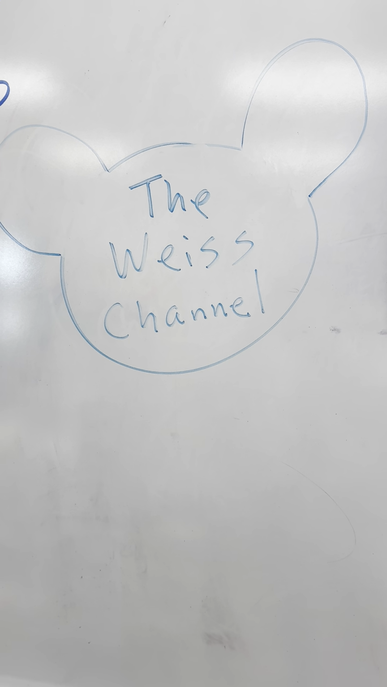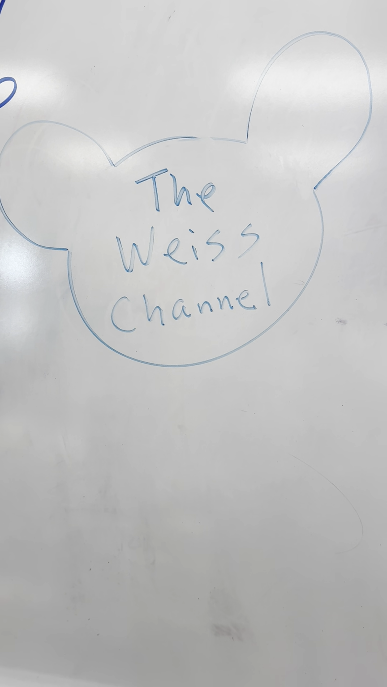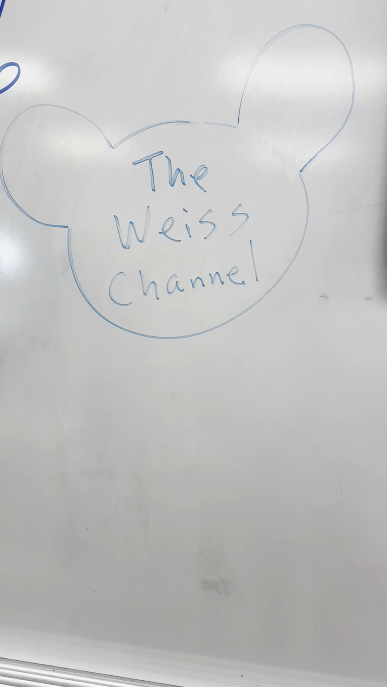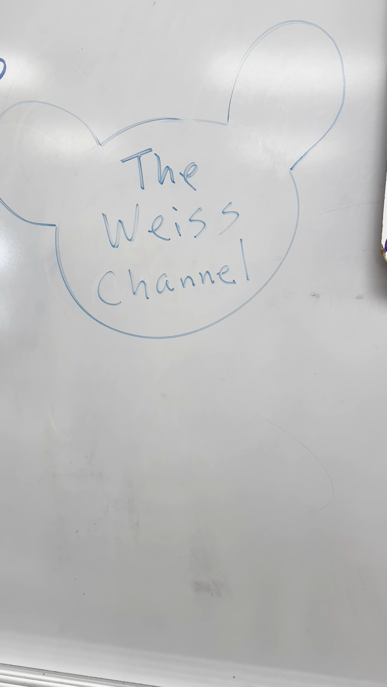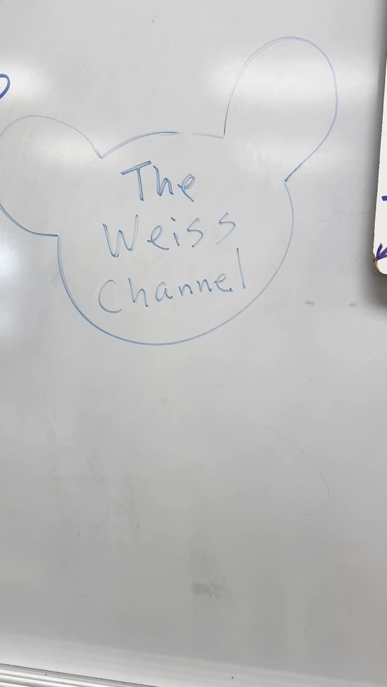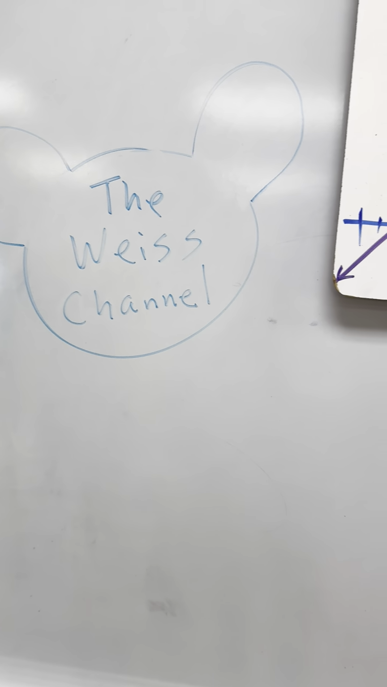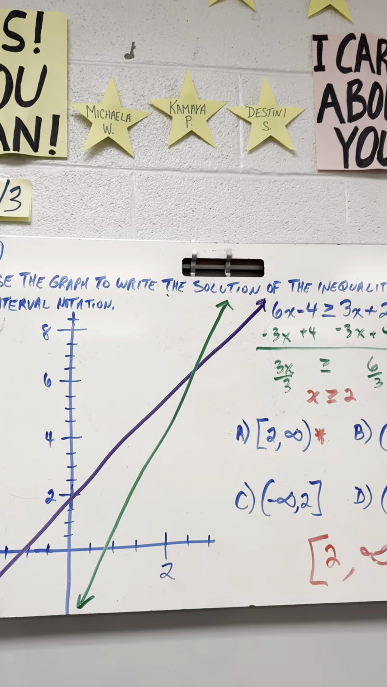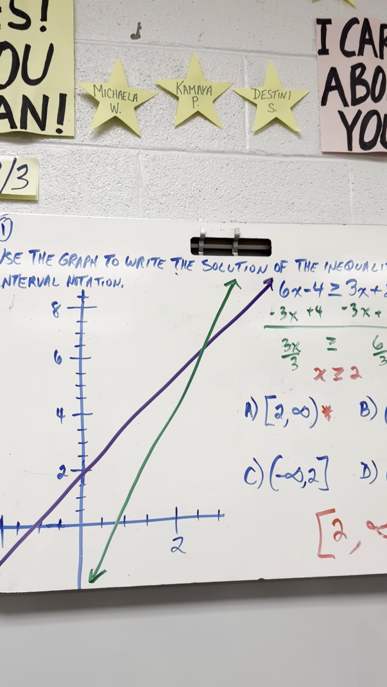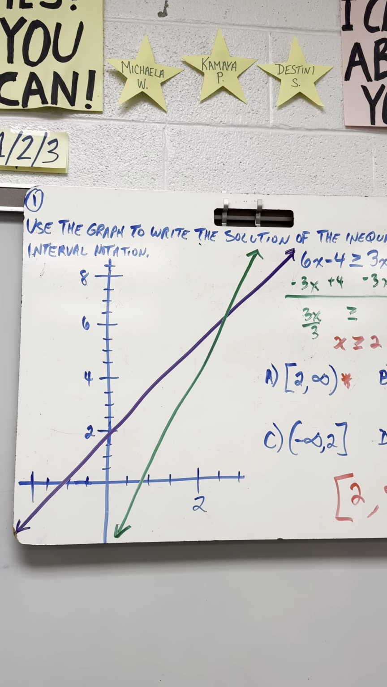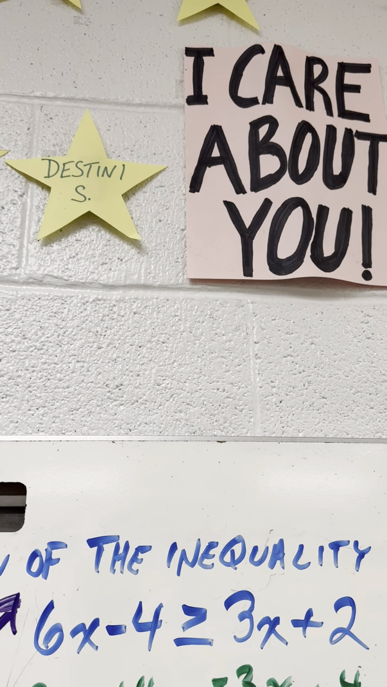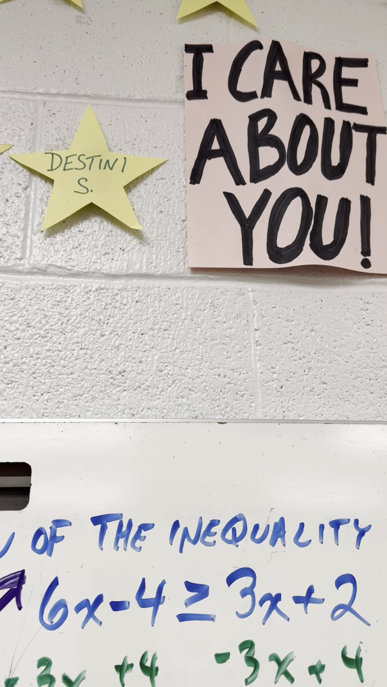This edition is part 3 of the CSM final exam for Advanced Algebra with Trig class to get college credit. Okay, so here are some sample problems. This one says, use the graph to write the solution of the inequality in interval notation. Here's the inequality: 6x minus 4 greater than or equal to 3x plus 2.